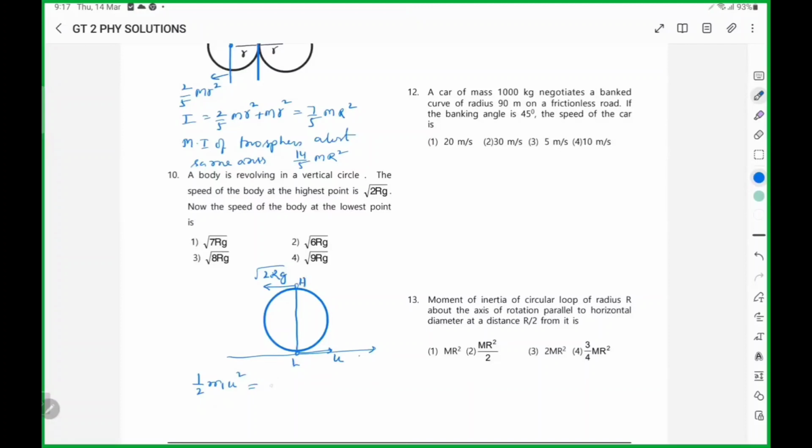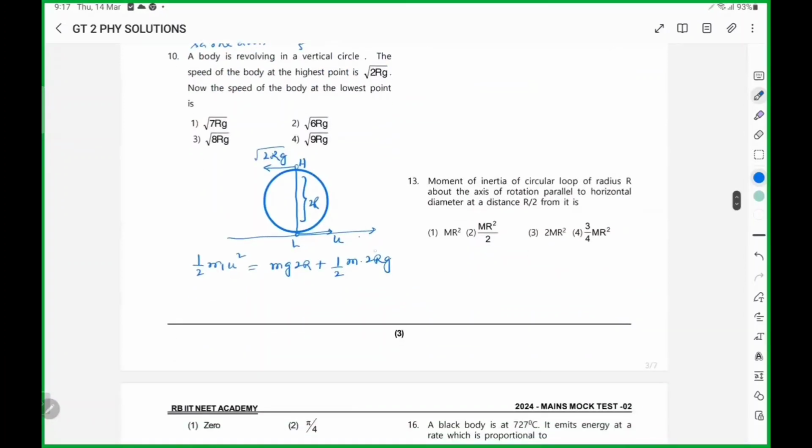At this highest point, it is at a distance 2r, plus half mv square, where v square is 2r. So here it is 3 mgr, half mu square. U square here is 6gr. So the velocity of your body at the lowest point is root 6 gr.